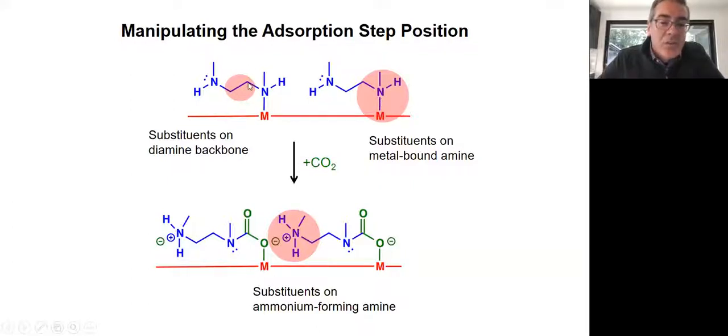If we change this spacer between nitrogens, that changes the structure of the ammonium carbamate chains being formed, and again changes the thermodynamics. And then finally, changing the substituents on the ammonium forming nitrogen will change the energy of this chain forming ammonium carbamate interaction. So these are all handles or knobs that we can tune in adjusting CO2 uptake properties of the material.